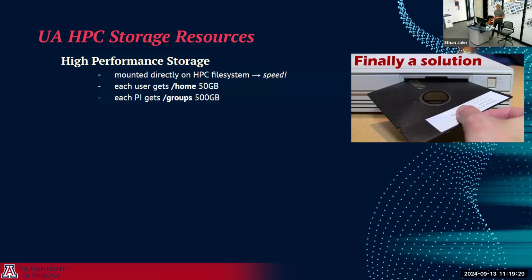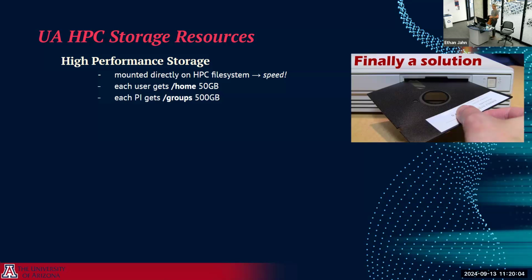Each PI, so each faculty member or manager of a group, right, gets the group's share. So /groups, this is 500 gigabytes of persistent storage. And this is shared between all of the members of their group. So we talked about groups and managing groups last week. So if I join a research lab, that PI has their group share of 500 gigabytes and I'm sharing that. So it's just like one hard drive that I'm sharing between myself and my other group members.